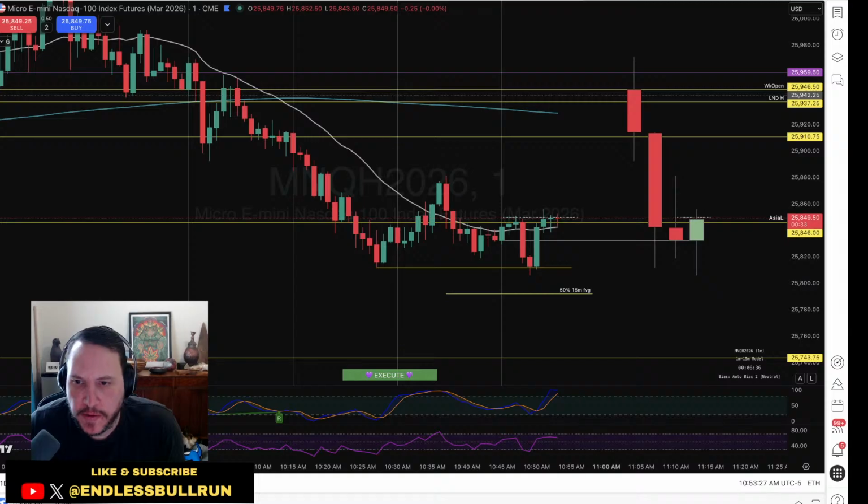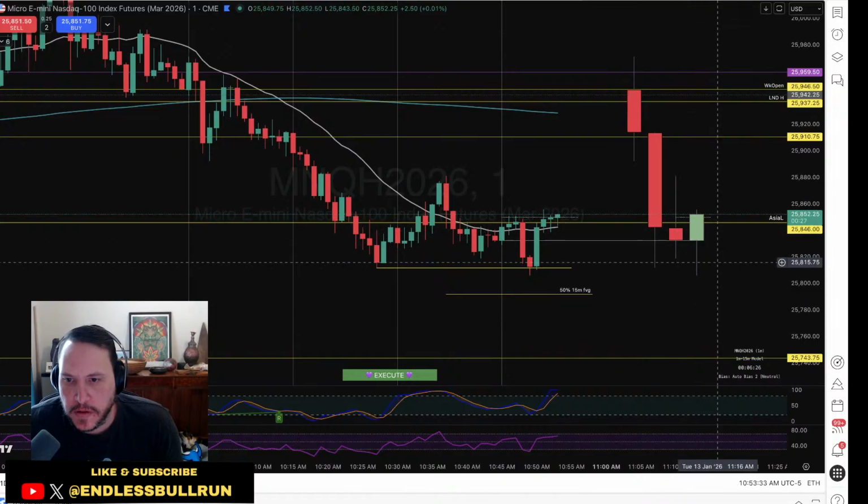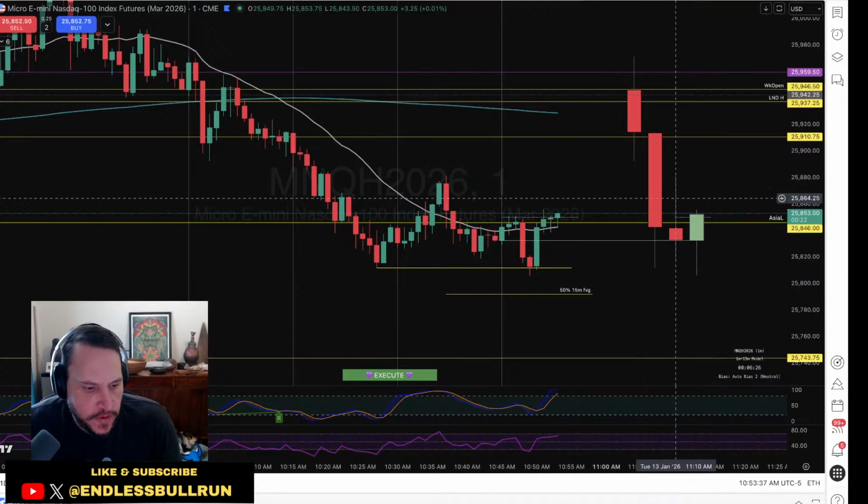Got that sweep there. This might be in candle 2. Candle 2 would have to close it inside this, and I think it will, for sure.